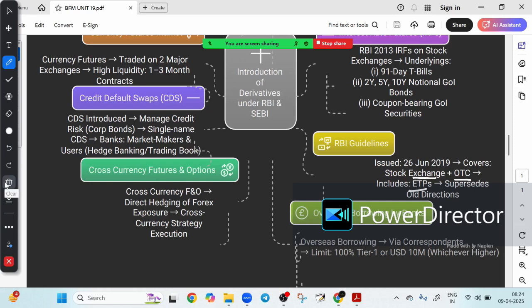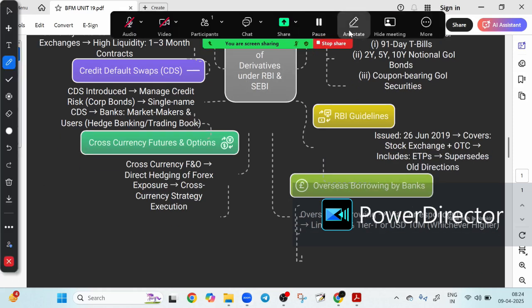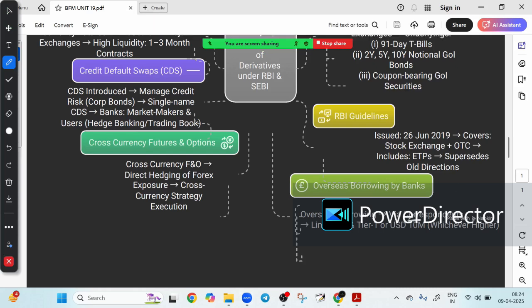Now if you look at the overseas borrowing by the bank at the bottom, remember this is a very important thing. Under this framework, a bank can borrow overseas via correspondent, and there is a cap, either 100% of tier 1 or USD 10 million, whichever is higher, right? Ensuring stability even when enabling global expansion. So this limit you must keep in your mind, that for overseas borrowing there is a limit. Suppose tier 1 is 100 crore. What is 100% of tier 1? That is 100 crore. So either 100 crore or USD 10 million, whichever is higher, right? That is the limit that has been capped on the overseas borrowing by the bank, right?